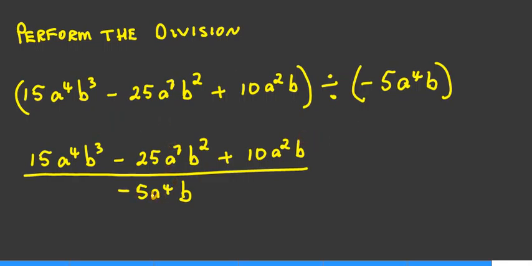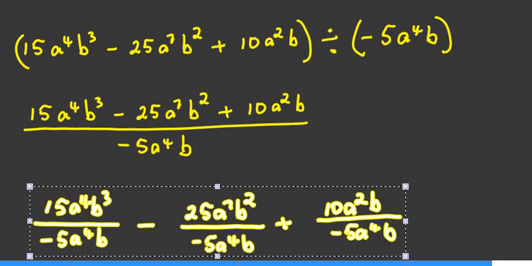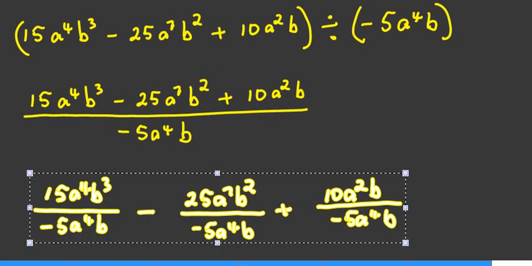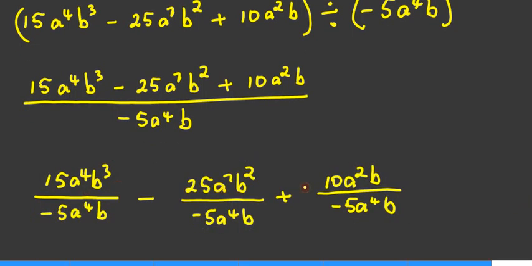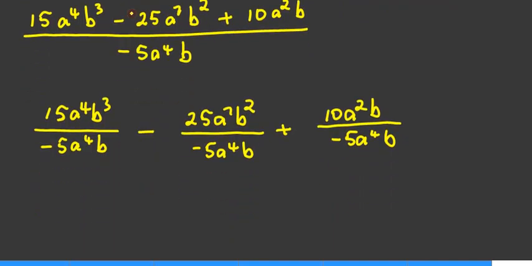Either way, what we do is we take the negative 5a to the fourth and divide it into each of these terms in the numerator. And so to help us do that, we can take that fraction and write it out as these three smaller fractions in which we took the first term divided by the denominator, the second term divided by the denominator, and so on. Just be aware that the denominator, the thing we're dividing by, is negative, so we have to be careful with our signs. Let's go through these divisions, though.